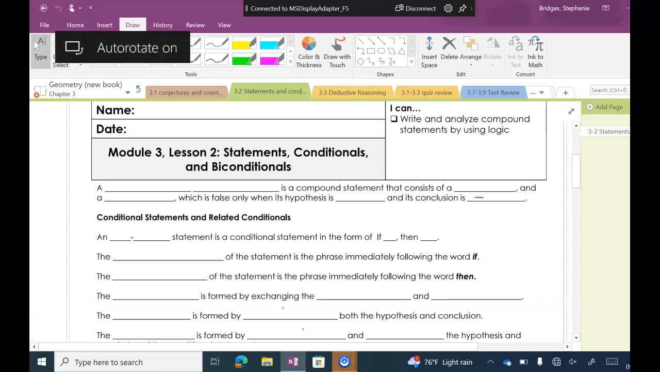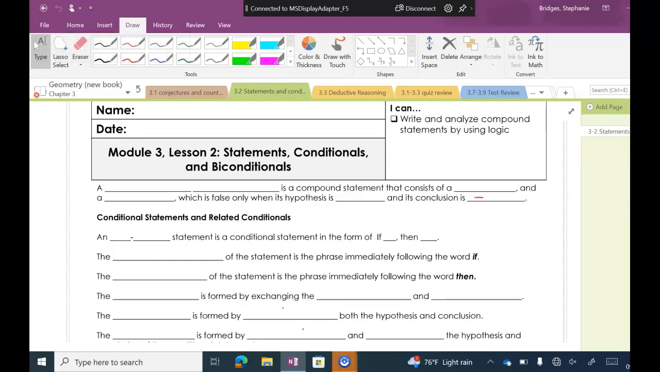All right. Okay, ready? So first, at the very top, a conditional statement is what you're going to write.